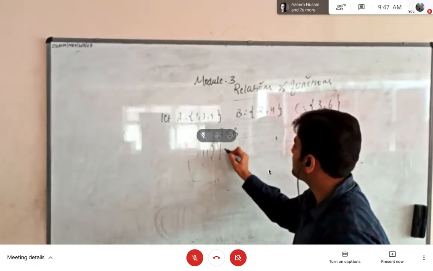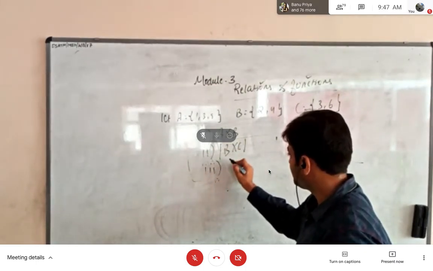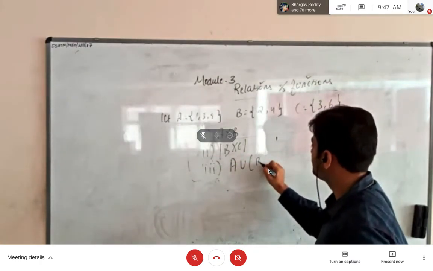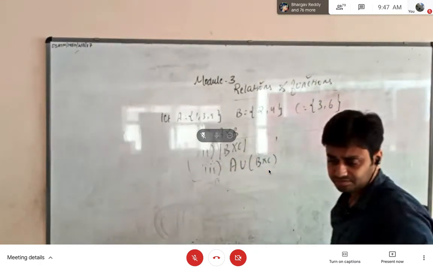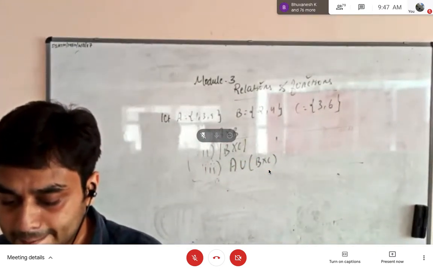Next, cardinality of B cross C. Next, find A union of B cross C. Okay. So simple problems. Take 2 minutes time. Try to solve it.